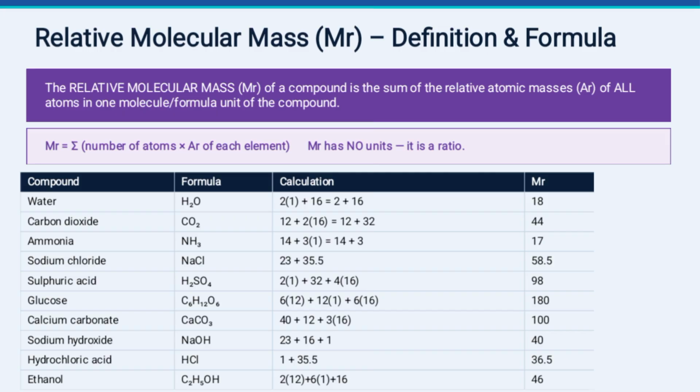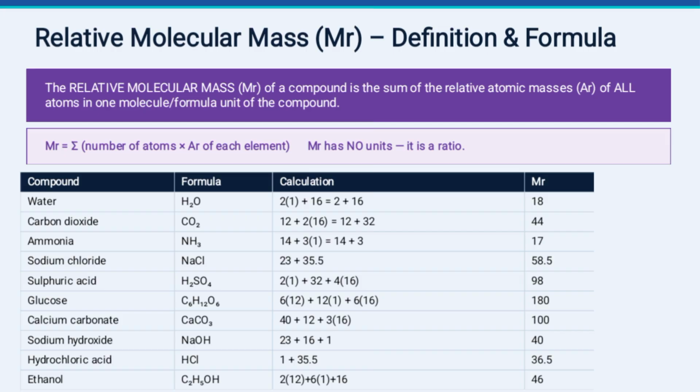Note that the relative molecular mass of a compound does not have a unit. But when we are talking in terms of molar mass, that is where we use gram per mole. But relative molecular mass does not have a unit. Let's take an example of various compounds and their relative molecular mass.